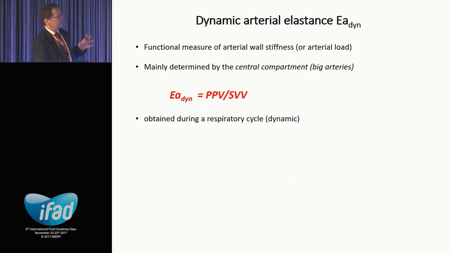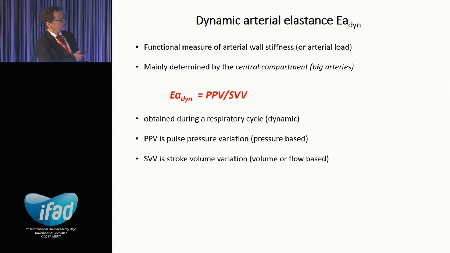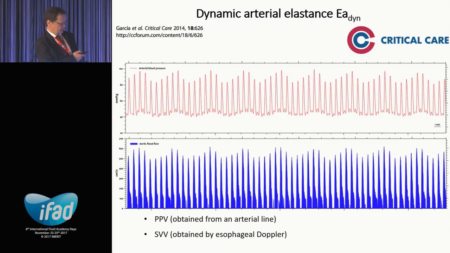The other thing we have is the dynamic arterial elastance, and this is what we talk about in more detail in the following minutes. So this is a functional measure of arterial wall stiffness, and it's mainly determined by the central elastic compartment, so the big arteries, if you will. And it's obtained by the ratio of pulse pressure variation and stroke volume variation. Pulse pressure variation is just a pressure-based variable, and stroke volume variation is a volume or flow-based variable, as you will. And this is the way how to measure it.